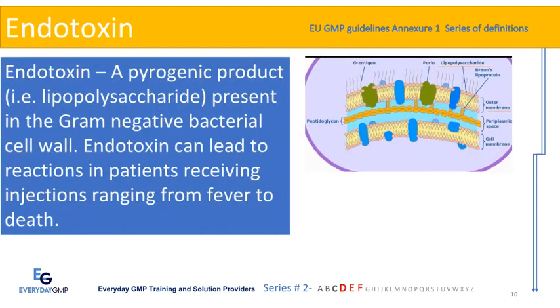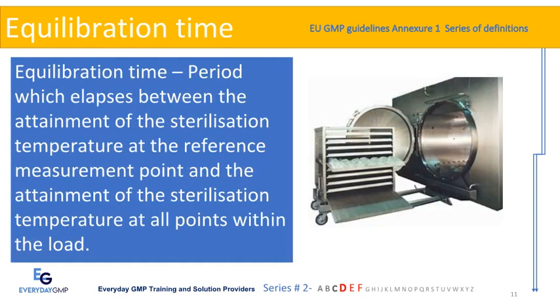Endotoxin. A pyrogenic product, i.e. lipopolysaccharide, present in the gram-negative bacterial cell wall. Endotoxin can lead to reactions in patients receiving injections ranging from fever to death. Equilibration time. Period which elapses between the attainment of the sterilization temperature at the reference measurement point and the attainment of the sterilization temperature at all points within the load.